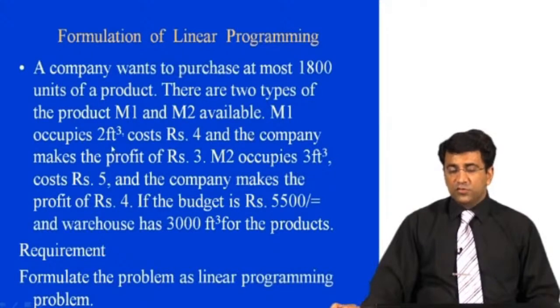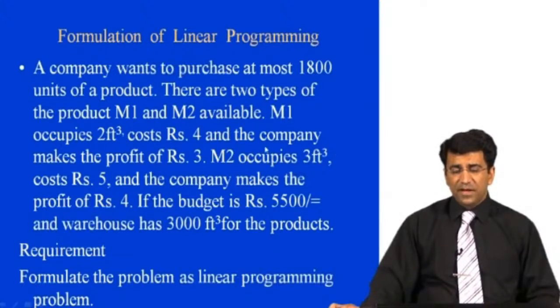That is, M1 occupies 2 foot cube, it costs ₹4 and the company makes the profit of ₹3. M2 occupies 3 foot cube, costs ₹5 and the company makes the profit of ₹4. If the budget is ₹5,500 and the warehouse has 3,000 feet cube for the products, now what is being required? Formulate the problem as a linear programming problem. So again, we'll have to find the optimum solution. We'll have to maximize our profit function in this particular example again.